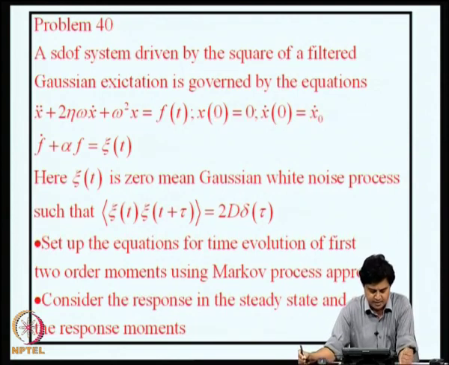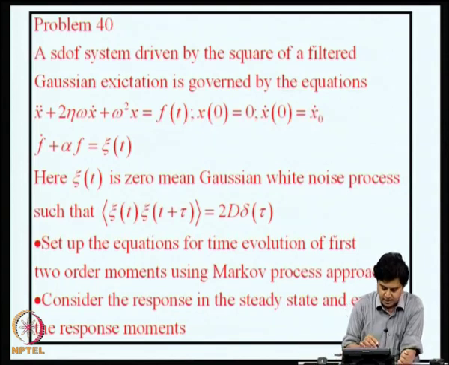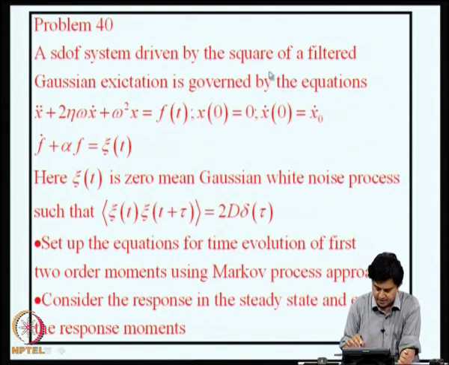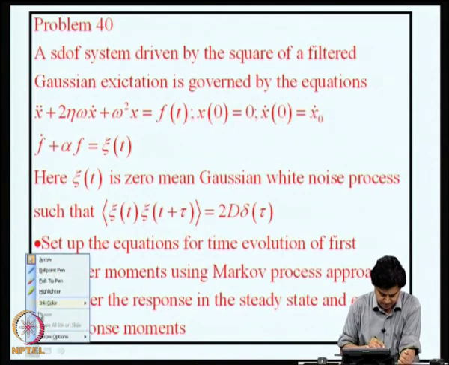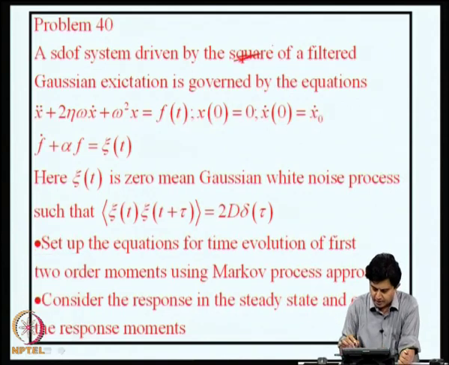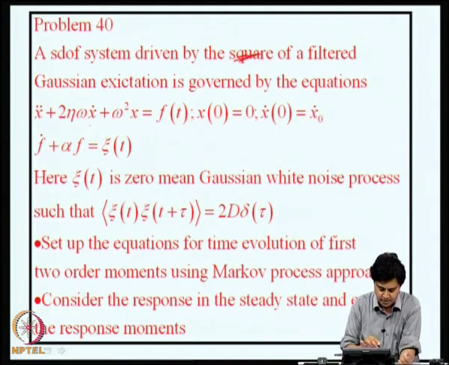So, we will begin by considering a problem in random vibration. A single degree of freedom system is driven by a filtered Gaussian excitation and is governed by the equation x double dot plus 2 eta omega x dot plus omega square x is equal to f of t, and the system starts with some initial conditions. This excitation f of t is a filtered white noise.